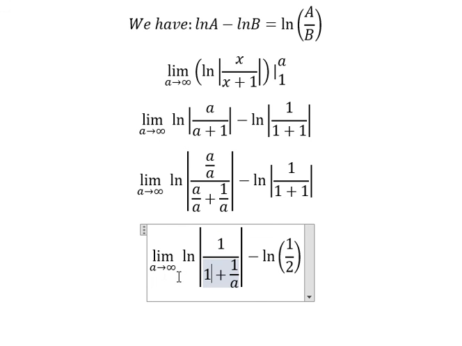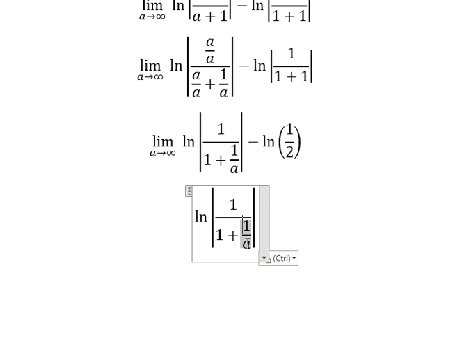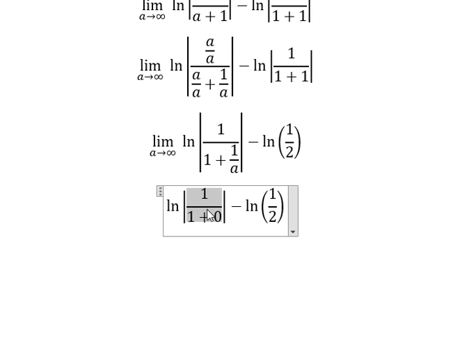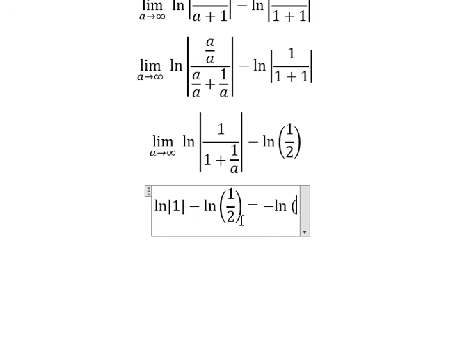When a approaches positive infinity, this one will go to number 0, because 1 divided by positive infinity, you get 0. So in this situation, we have 1 over 1 plus 0 in here. So if we simplify, you get number 1. ln of number 1, you get 0. And the final answer is negative ln of 1 over 2.